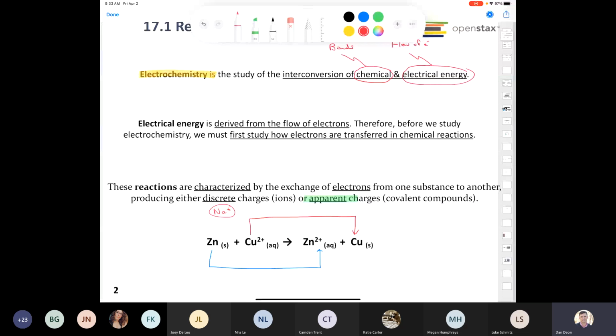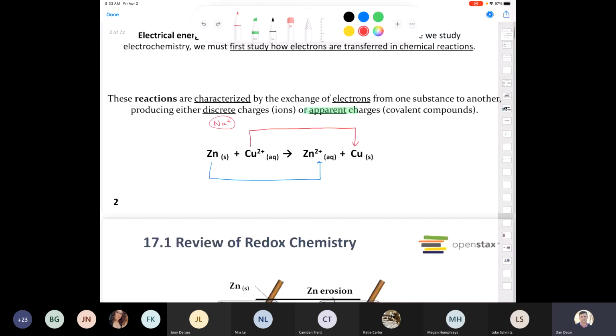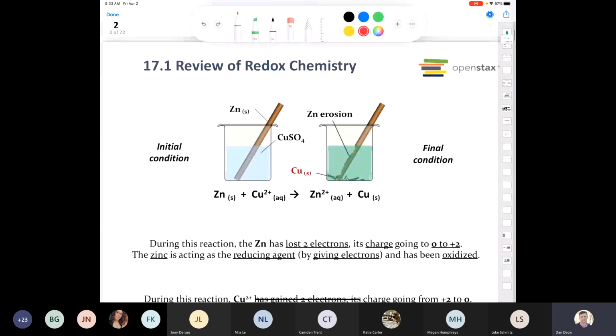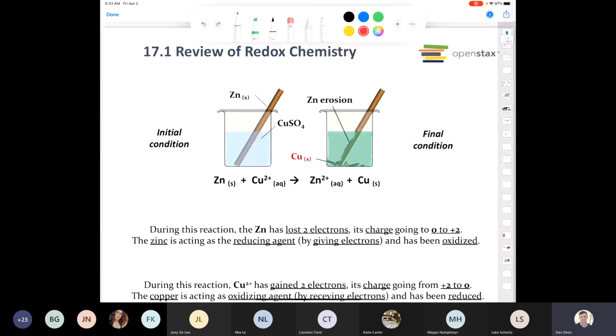How do I know that? Because the copper 2+ is an ion that's in an aqueous solution, and the copper here is just plain old solid copper, like copper metal that you'd find in a copper pipe or a copper wire. If you take a bar of zinc, a rod of zinc, which is shown here inside this beaker, and you put it in a solution of copper 2 sulfate, this is an ionic compound made of copper 2+ ions and sulfate ions.